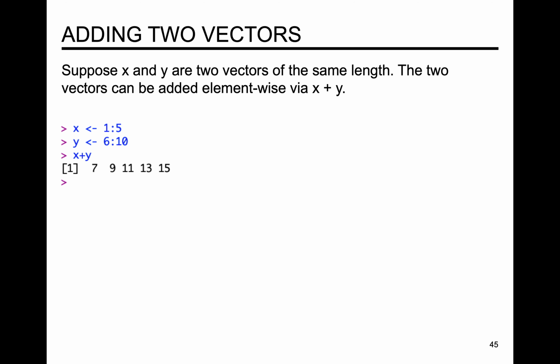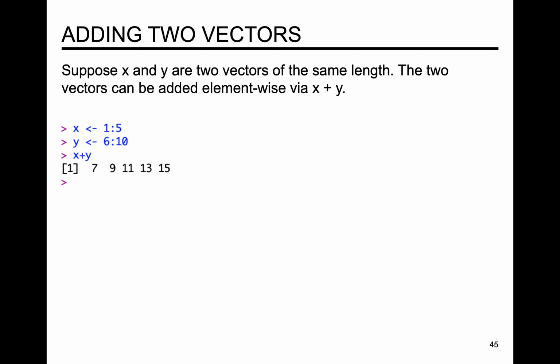So what this is going to do is perform element-wise addition. So 1 will be added to 6, 2 will be added to 7, 3 will be added to 8, 4 will be added to 9, 5 will be added to 10. So that's how we get 7, 9, 11, 13, and 15.